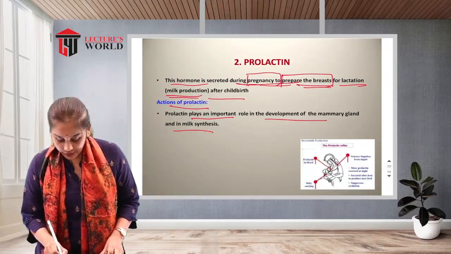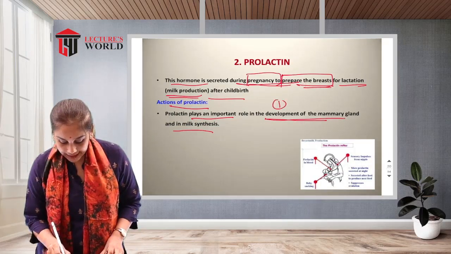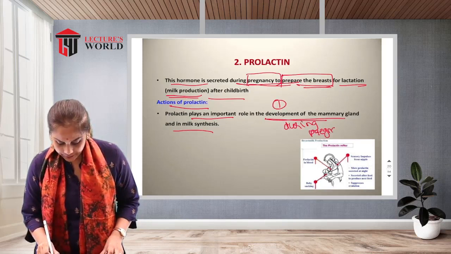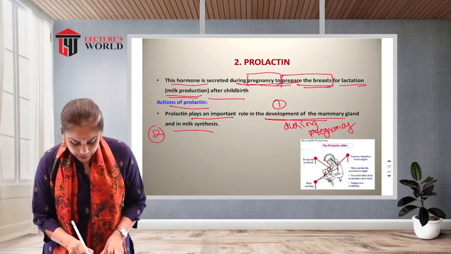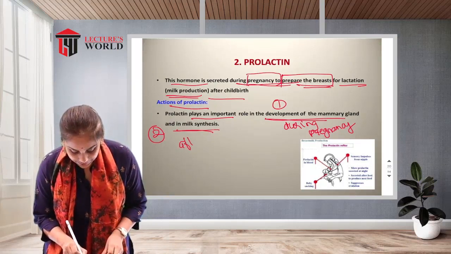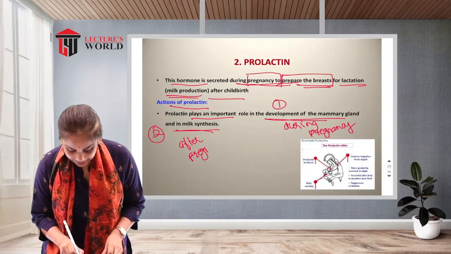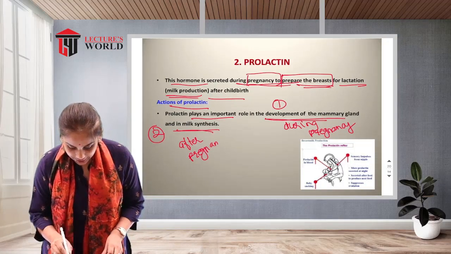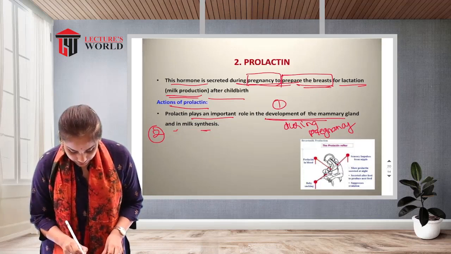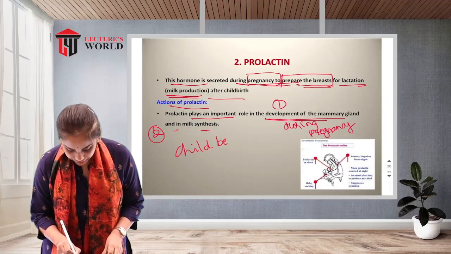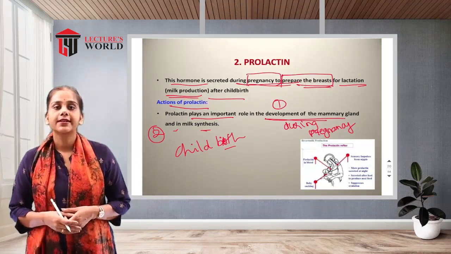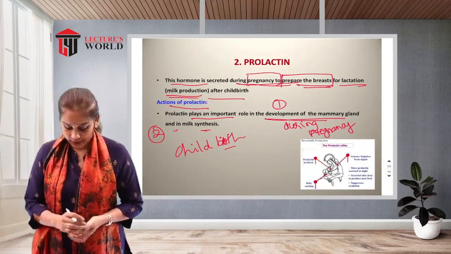Two major functions. The first one is the development of the mammary gland during pregnancy, and the second most important function or action of prolactin is milk synthesis after pregnancy, meaning after childbirth. It is helpful for milk production, or synthesis of milk in the breast.